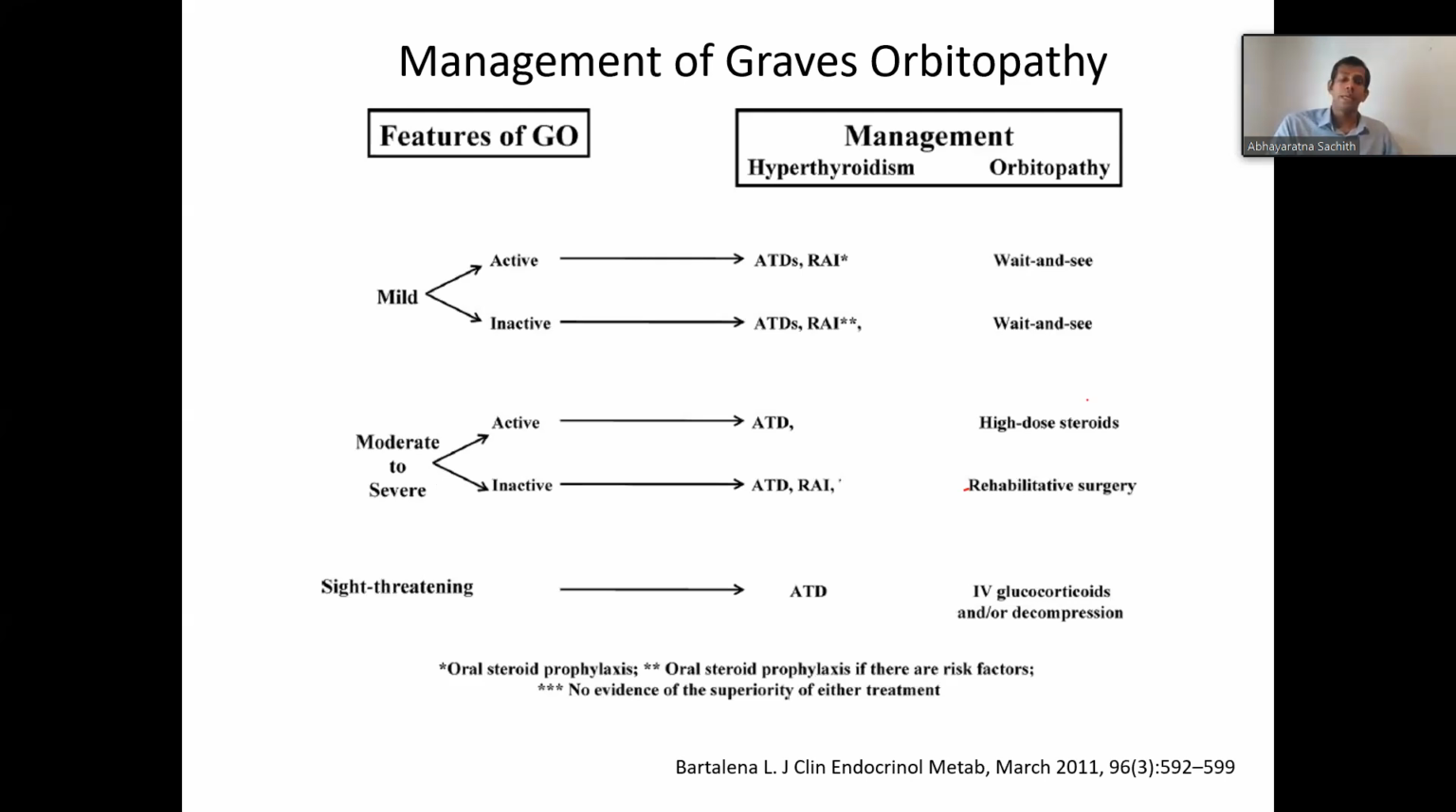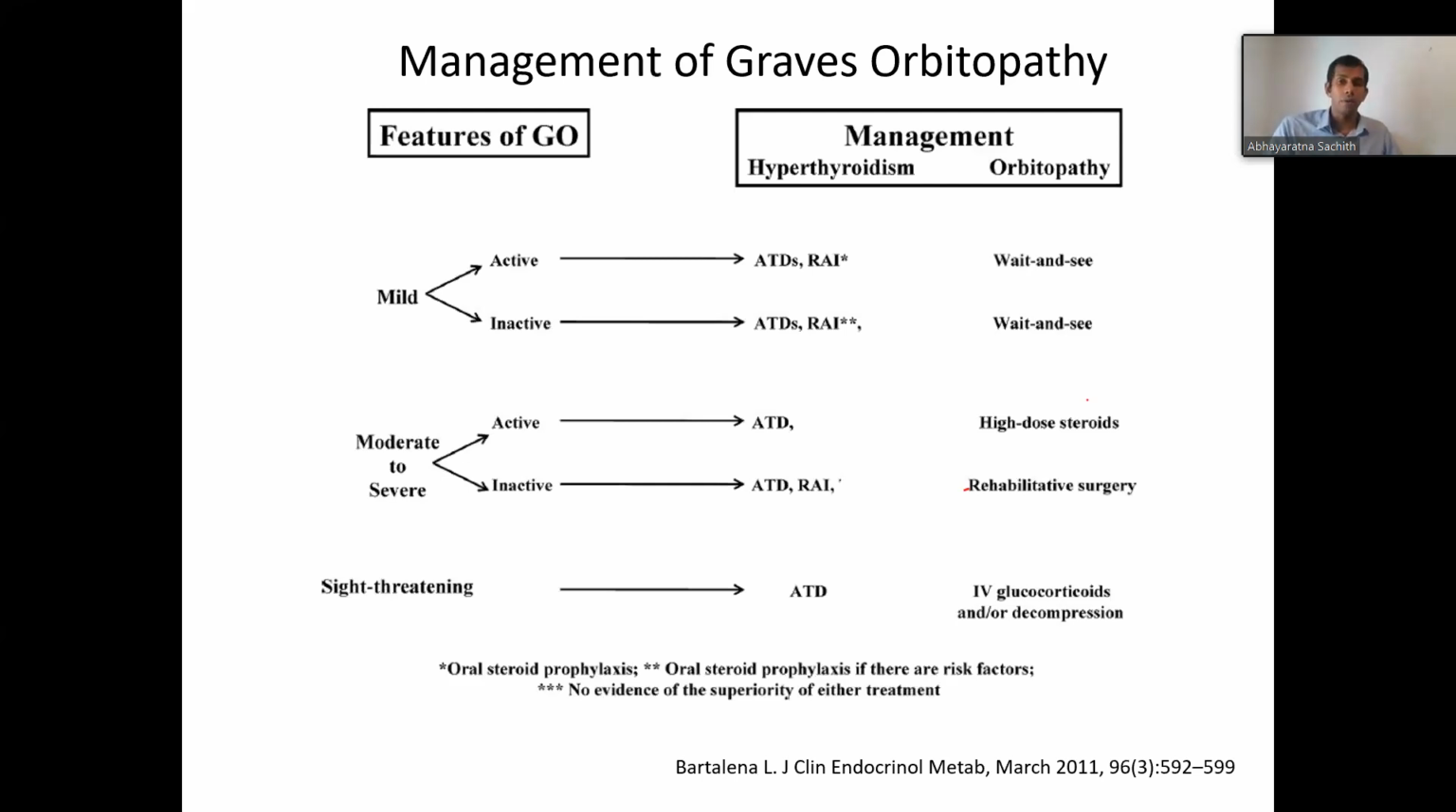And a bit about Graves' orbitopathy. If it is mild, you can still use radioactive iodine in these patients. If it is moderate to severe, especially active disease, you have to give anti-thyroid drugs and a high-dose steroid course, and radioactive iodine may not be the suitable treatment. If it is inactive, you can do radioactive iodine to control hyperthyroidism if anti-thyroid drugs fail.